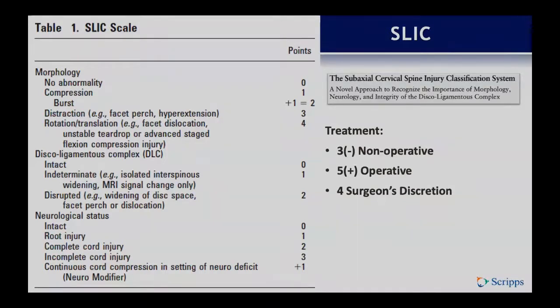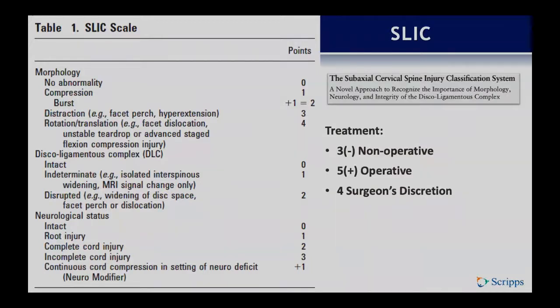So the subaxial cervical spine injury classification system, or the SLIC, is fairly recent, 2007, from the Spine Trauma Study Group. This was a combination of literature review and then expert opinion, retrospective review applied to their cases to try to create a more useful classification system that had better inter and intra-observer reliability, as well as some guidance for treatment.